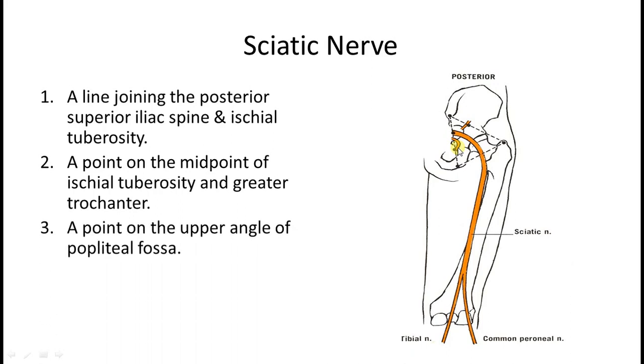Okay. So the first point, midpoint between the ischial tuberosity and the posterior superior iliac spine. Next one, between the ischial tuberosity and the greater trochanter of the femur. Then the upper angle of the popliteal fossa is the third point. So the first and second points you connect by a curved line. From the second to the third point you connect by a vertical line. So that gives the surface marking of the sciatic nerve.